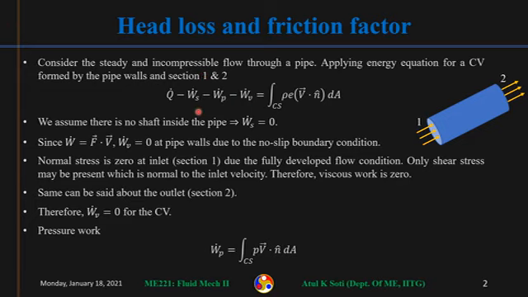Now what we'll do is we'll assume that there is no shaft inside the pipe, so shaft work will be zero by that assumption. We are only interested in pipe flow, nothing inside the pipe. Next, viscous work. So for that we will rely on the definition of rate of work done, that is the power. So that is equal to dot product of force and velocity. So the viscous work will be simply dot product of viscous forces with fluid velocity.